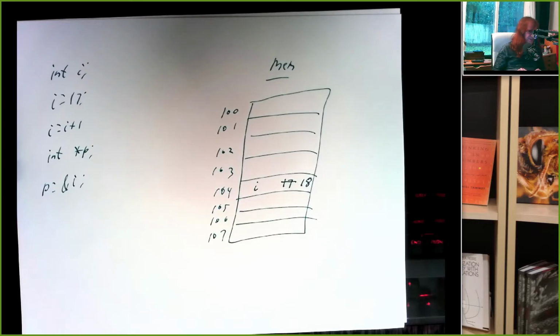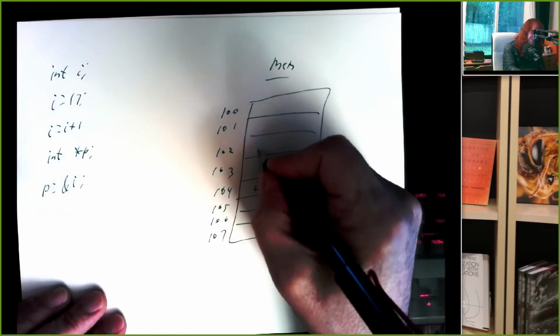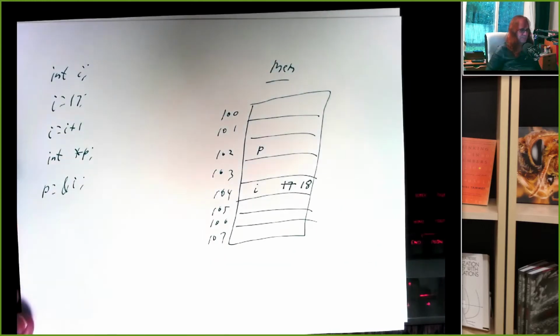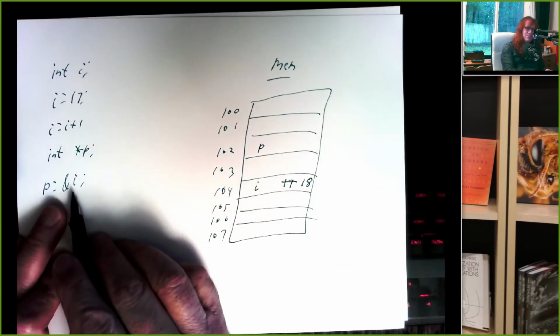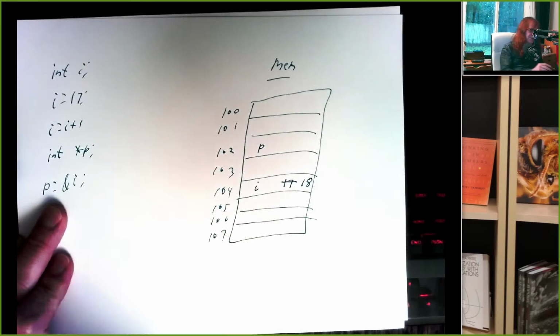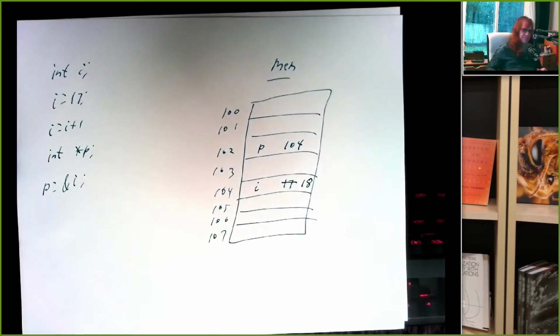Here's the funny thing though. When I say int star p, p is going to have to be stored somewhere in memory. So maybe that'll get stored here at location 102. When I say p equals ampersand i, it will say, okay, where is i stored? Let me think. Oh yeah, I stored it at location 104. Okay, I'm going to put a 104 right here. And so now our memory map might look like this.